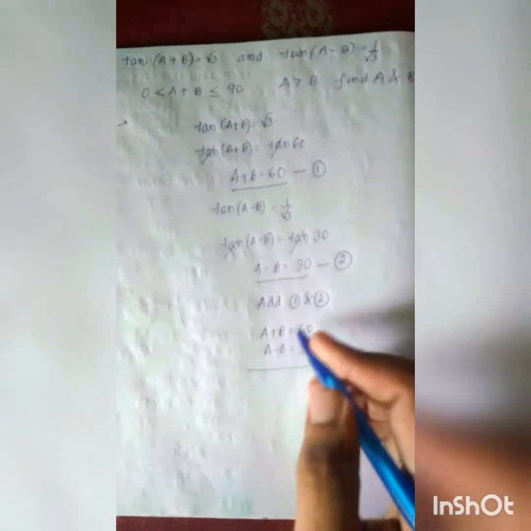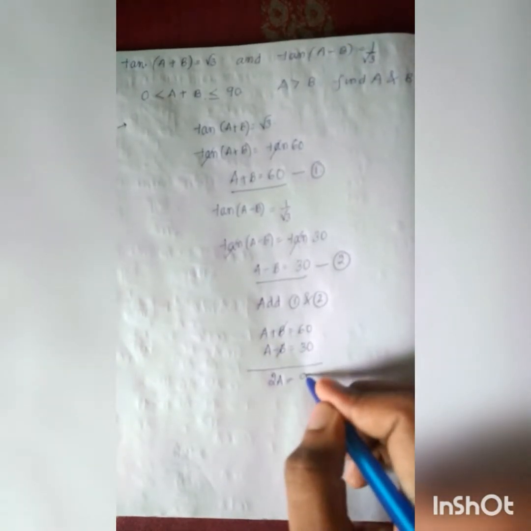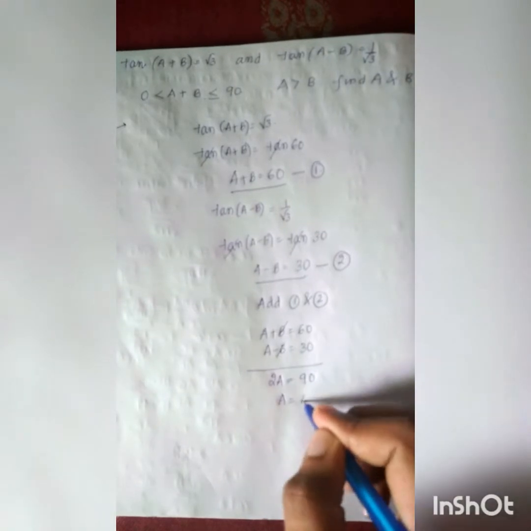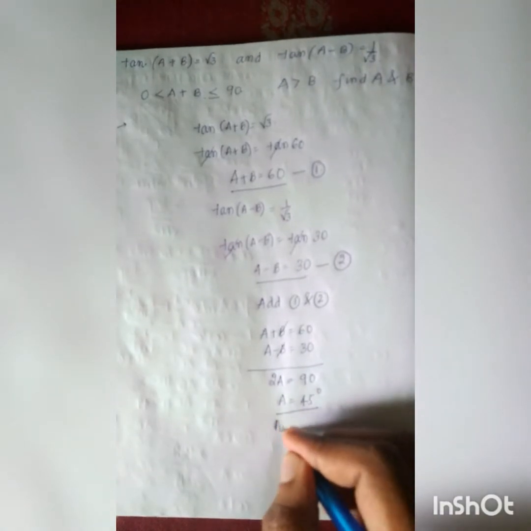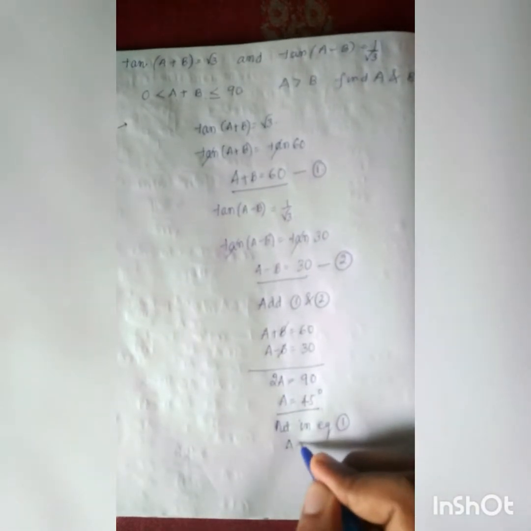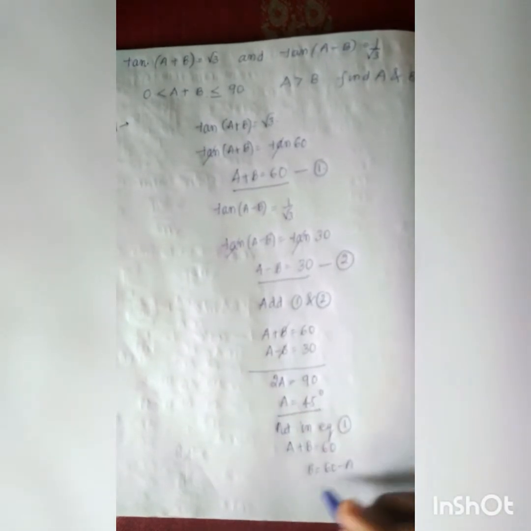So adding both, b gets cancelled. So we have twice of a is equal to 90. So we'll get a is equal to 45 degree. Now put this value in equation 1. So we have a plus b is equal to 60. So b is equal to 60 minus a, which is equal to 60 minus 45, that is 15 degree. So we have a is equal to 45 and b is equal to 15, and it also satisfies the condition that a is greater than b.